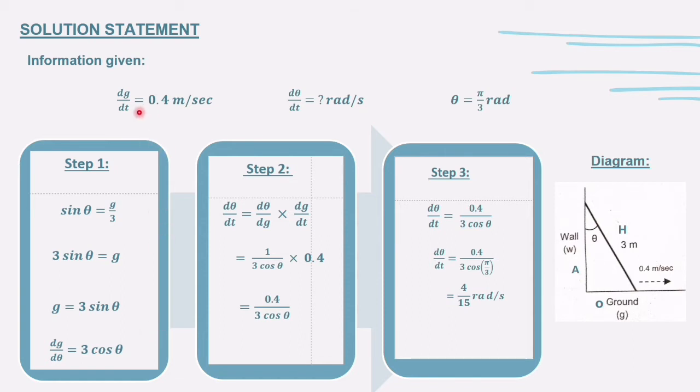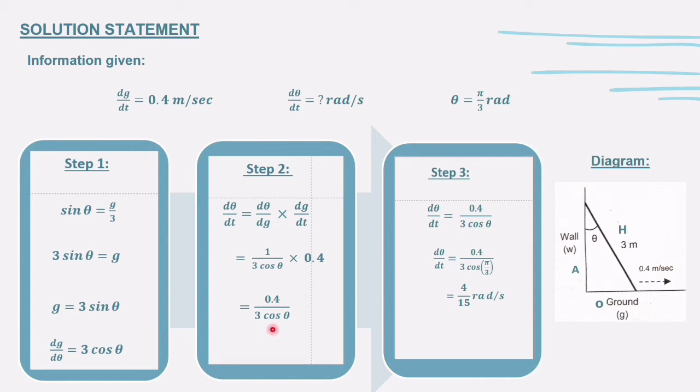So we can use the information dg over dt here, and then for the dg over d theta, we need to rearrange back the data, which is d theta going up and the dg going down. So it will be d theta over dg times dg over dt, so that we can cancel both of the dg and combine them to form d theta over dt. For the value of d theta over dt, it will be 1/3 cos theta, times 0.4, and then we get 0.4/3 cos theta.